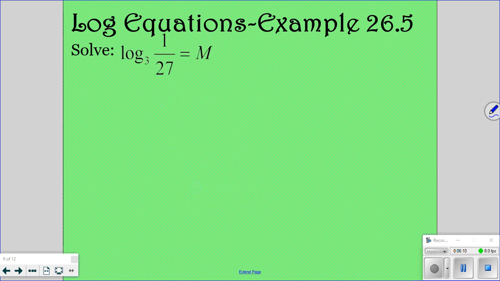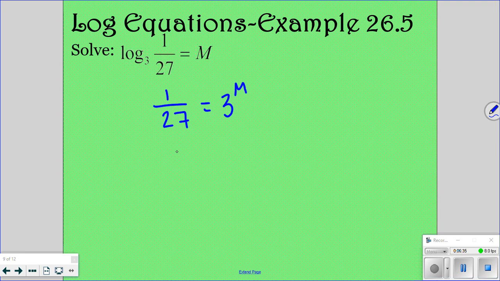Let's look at another one. If y'all think that you can do this one completely by yourself, go for it. At least try and put it into exponential form by yourself. Okay, so you should have 1 over 27 equals 3 to the m. So hopefully y'all got this. Now the next step, I'm not sure if y'all got by yourself or not, and that's okay. This one's a little bit different.